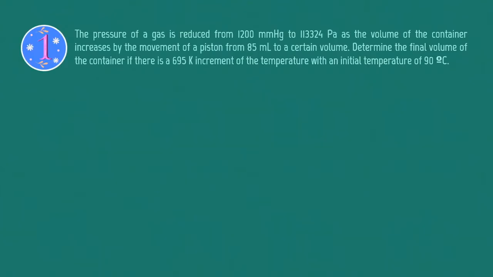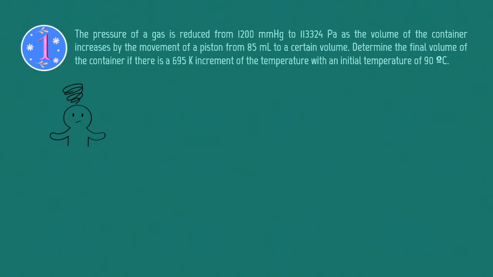Question number 1. The pressure of a gas is reduced from 1200 mmHg to 113,324 Pascal as the volume of the container increases by the movement of a piston from 85 ml to a certain volume. Determine the final volume of the container if there is a 695 Kelvin increment of temperature with an initial temperature of 90 degrees Celsius.